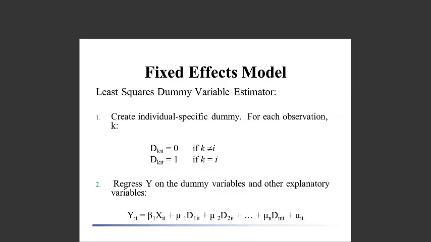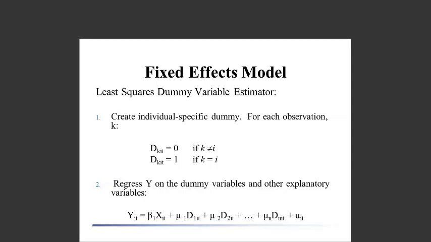Now, there are a couple of ways of operationalizing fixed effects models, and probably the most intuitive is through the least squares dummy variable estimator. In this case, we simply create a dummy variable for each unit. For instance, if our unit of observation is an individual person, we just create a dummy variable for each person in that data set. And we then basically regress our dependent variable y on the dummy variables and then all the other explanatory variables in the model.